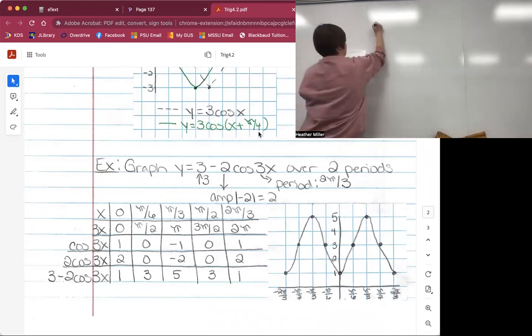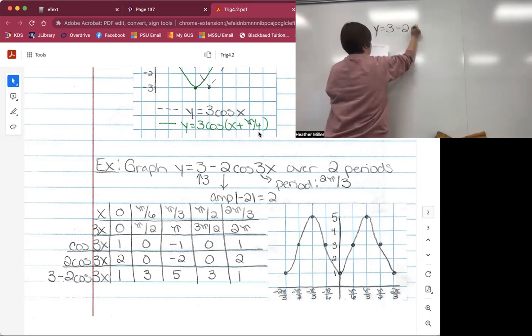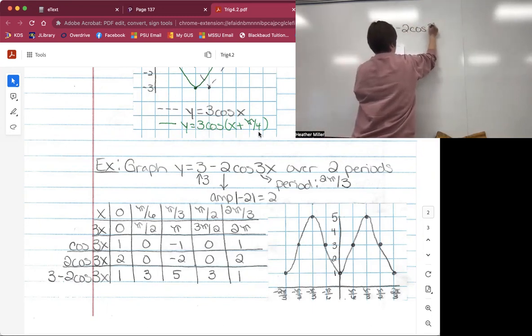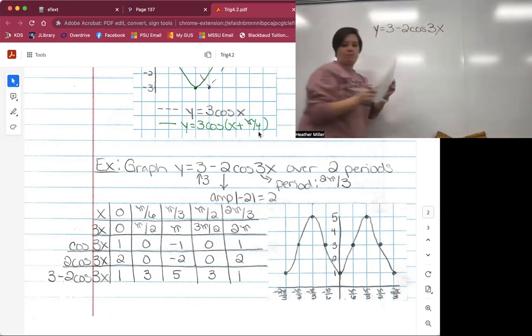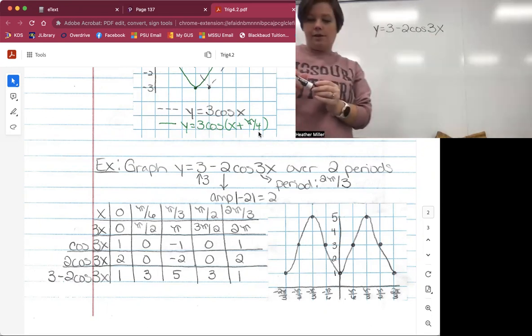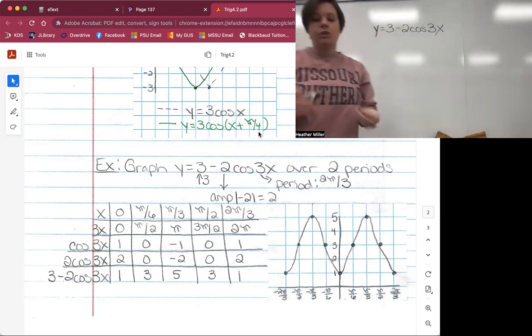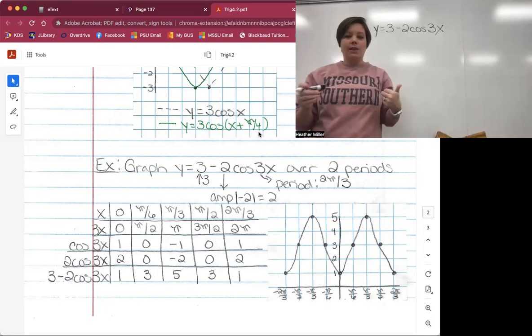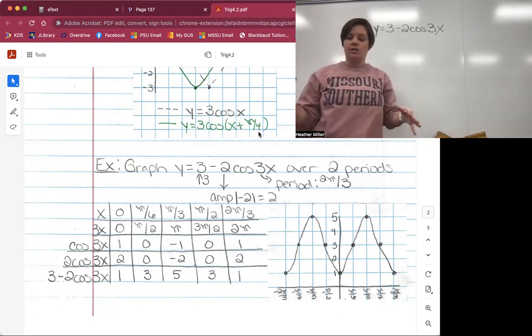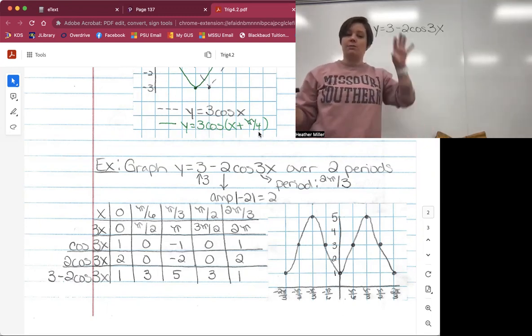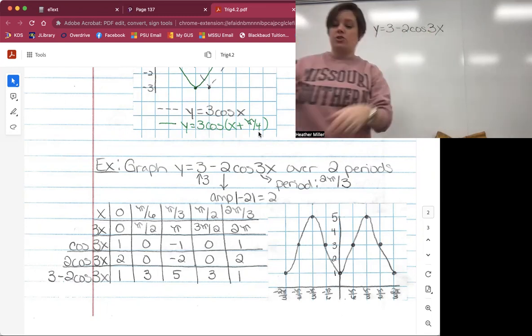Try this one. There, that's better. Y equals 3 minus 2 cosine 3x. That's what we have. And so when we first get going with this, I'd like to identify all of the translations that are going to happen, no matter if I'm using method 1 or method 2.